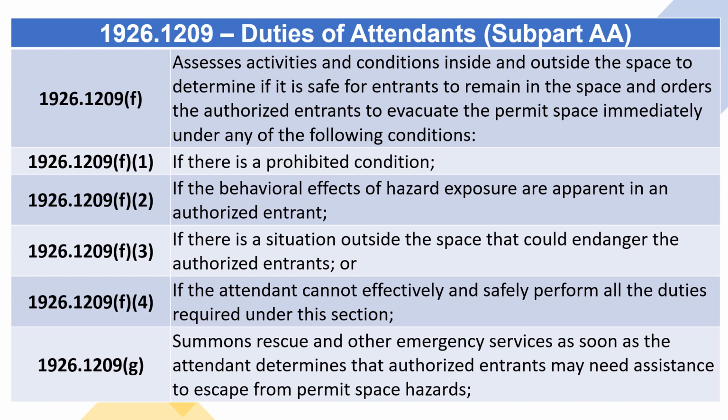1926.1209(f): assesses activities and conditions inside and outside the space to determine if it is safe for entrants to remain in the space and orders the authorized entrants to evacuate the permit space immediately under any of the following conditions: (f)(1) through (f)(4): if there is a prohibited condition, if the behavioral effects of hazard exposure are apparent in an authorized entrant, if there is a situation outside the space that could endanger the authorized entrants, or if the attendant cannot effectively and safely perform all the duties required under this section. 1926.1209(g): summons rescue and other emergency services as soon as the attendant determines that authorized entrants may need assistance to escape from permit space hazards.